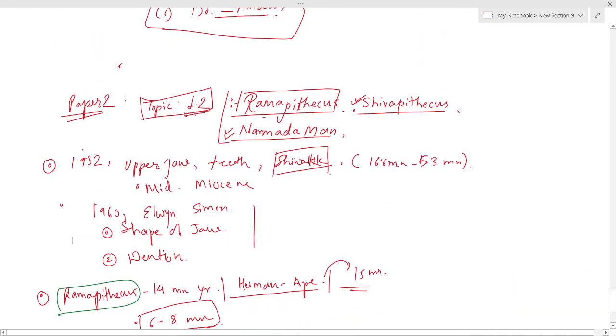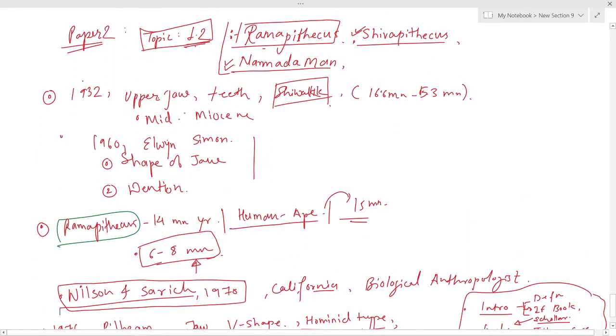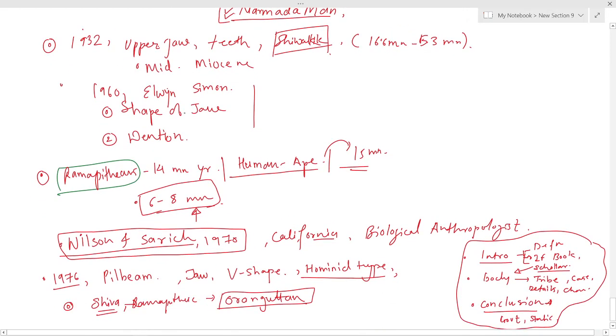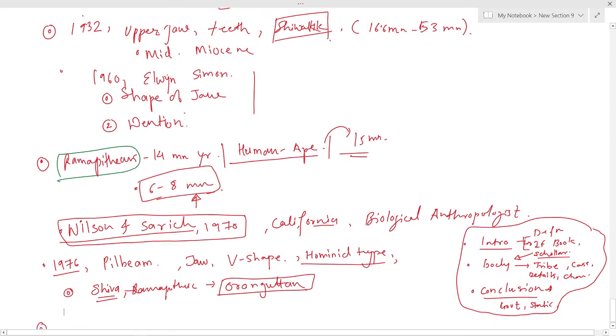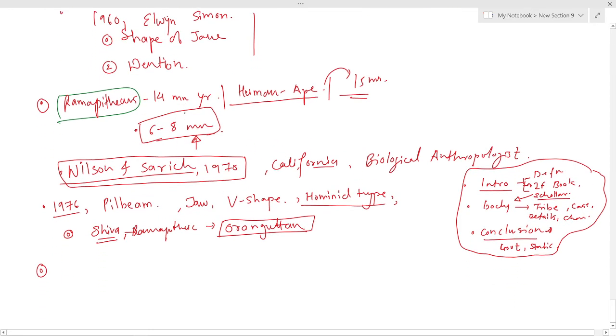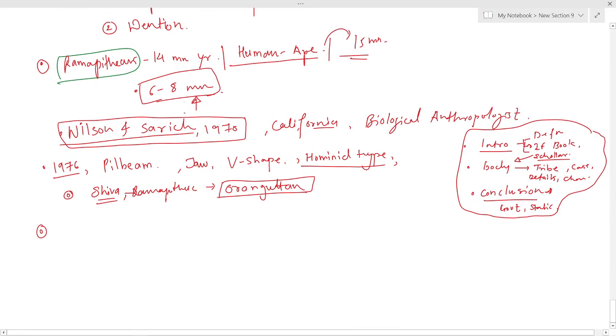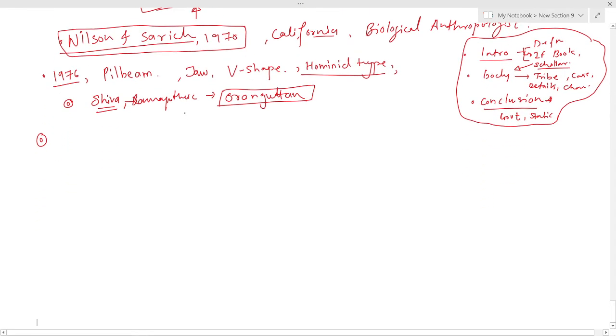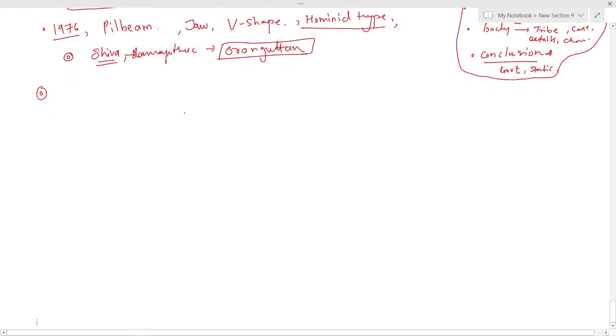where we'll talk about the first discovery in 1932, upper jaw teeth, where it was found in Shivalik. The period was mid-Miocene, and then we'll write down the names of a few scholars like Elwyn Simons, Wilson and Sarich. They studied the shape of jaw and dentition, and Pilbeam, and we will conclude that Shivapithecus and Ramapithecus were ancestors to the orangutan.